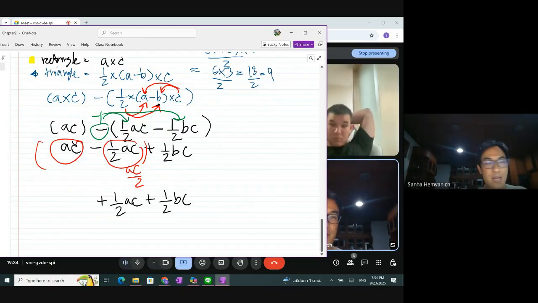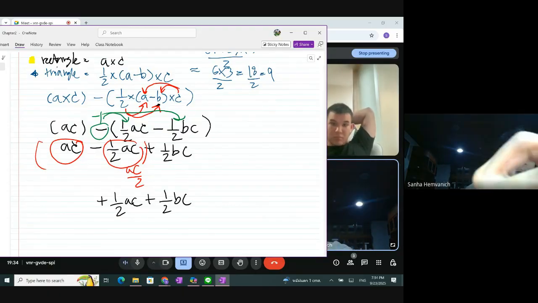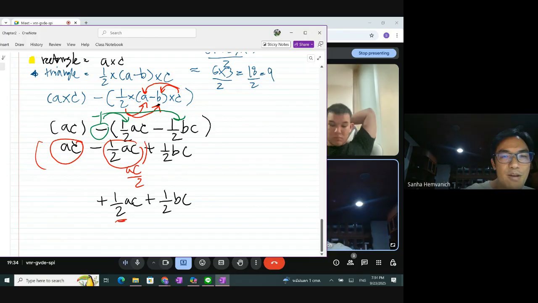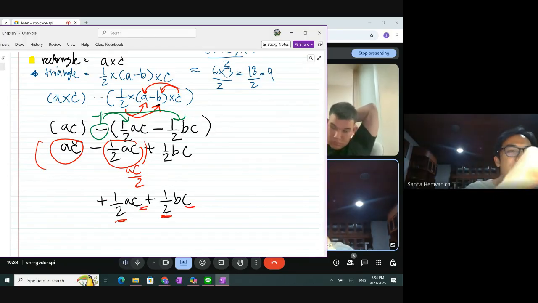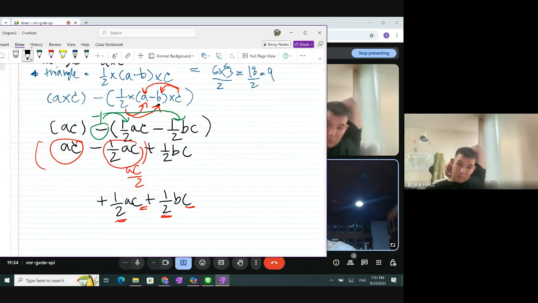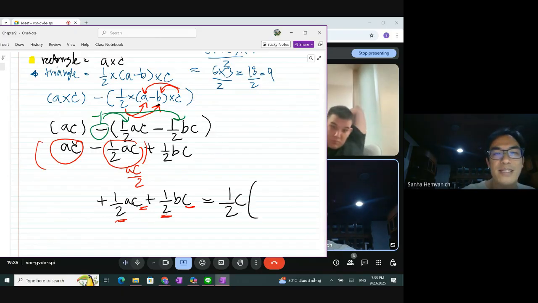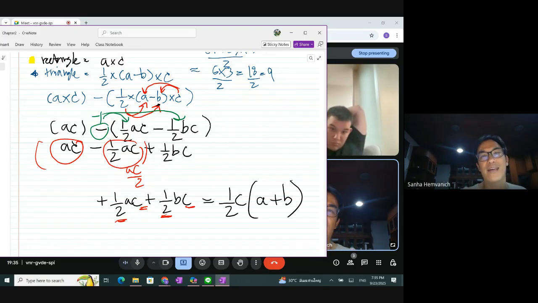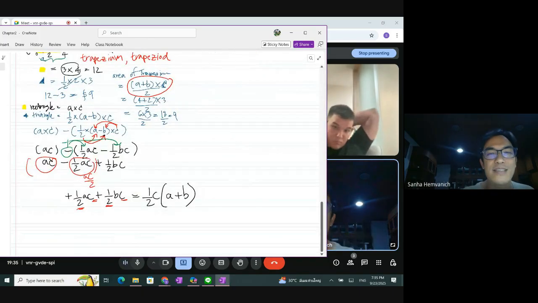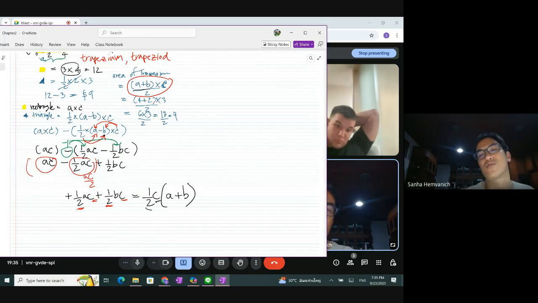So we have 1/2. We can factor it out. We have same 1/2, same C. So when we're factoring out 1/2 and C, within the parentheses I have only A plus B left. And that is the formula, right? The formula is A plus B multiplied by C and divided by 2.